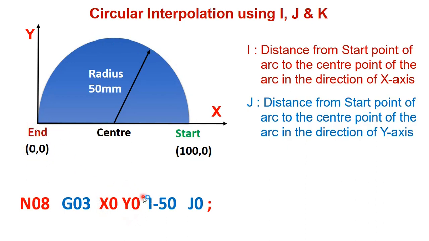X0, Y0. Then what does the definition of I say? The distance from the starting point towards the center, in the x direction. In the x direction, what is this distance? That will be equal to the radius. But if you see, I'm moving towards the negative side of x, so I'm moving towards the left, and on the left side x is negative, so that's why minus 50. Similarly for J, nothing is changing in the y direction, so that's why J is 0.